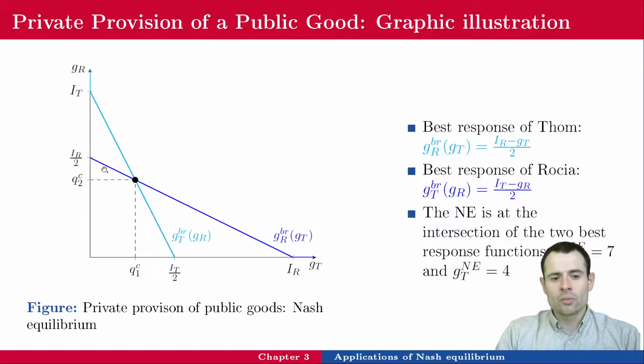Note that if the numbers were different, let's say that the numbers were such that this blue line was steeper, something like here. If it was steeper, then it would cross Tom's best response, the cyan blue line, up there at the intercept. And that would mean that this is a case where Tom doesn't contribute anything and Rosia contributes more than Tom's income. That would be a Cournot solution.